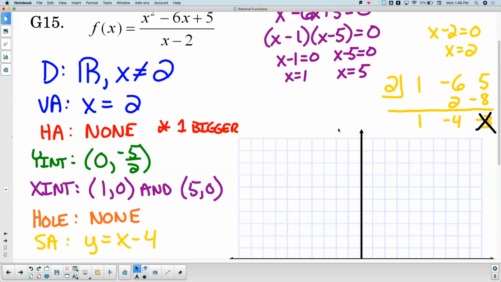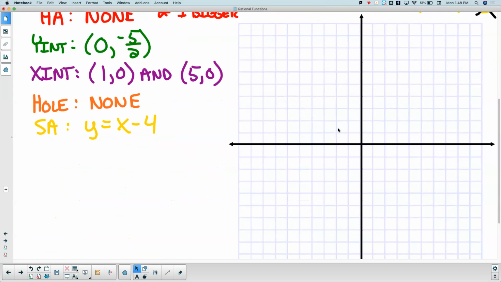Okay, all right. So I'm going to scroll down a little bit here now. Talk to me. What do you want to put on first? The x and y intercepts. Okay. So negative 5 halves is like negative 2.5, right? Yeah. Love it. 1 is like 1, right? Mm-hmm. And 5 is like 5, right? Yes. Okay. Love it. What do you want to put on next?